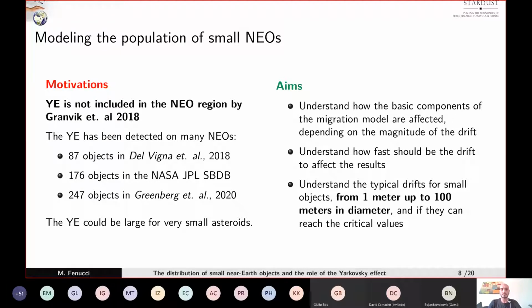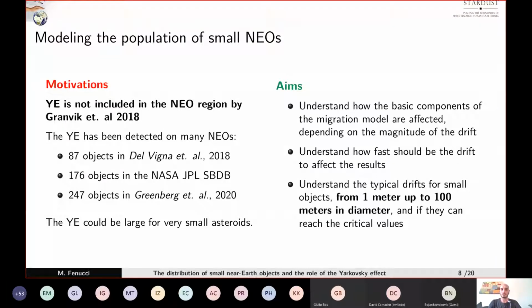But however, this was fair for their model because for the size range that they take into account, the Yarkovsky effect is not very relevant in the final outcome. And also the Yarkovsky effect could be large for very small asteroids, so we want to test this.